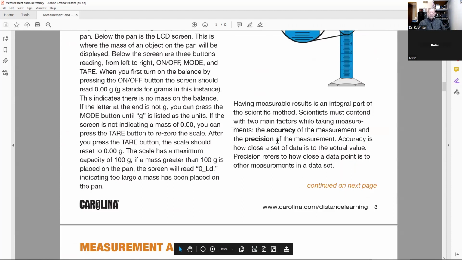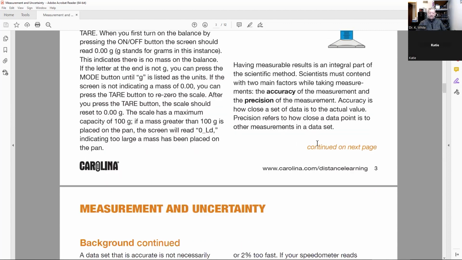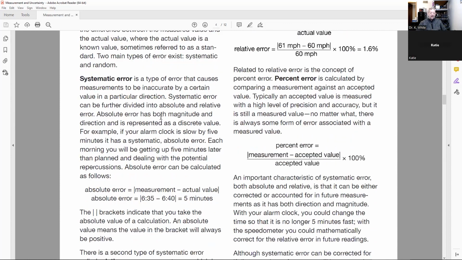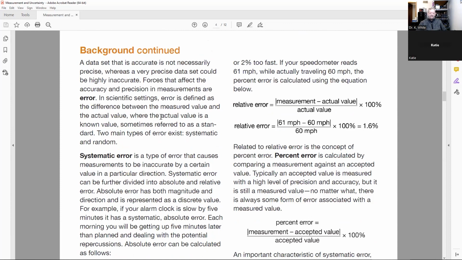Now, when you measure something, the accuracy of your measurement and the precision are important. Accuracy is how close the set of data is to the actual value. Precision refers to how close a data point is to other measurements. In other words, how reproducible. Today we're going to deal mainly with accuracy. And they talk about different types of errors. I'll let you read that on your own.